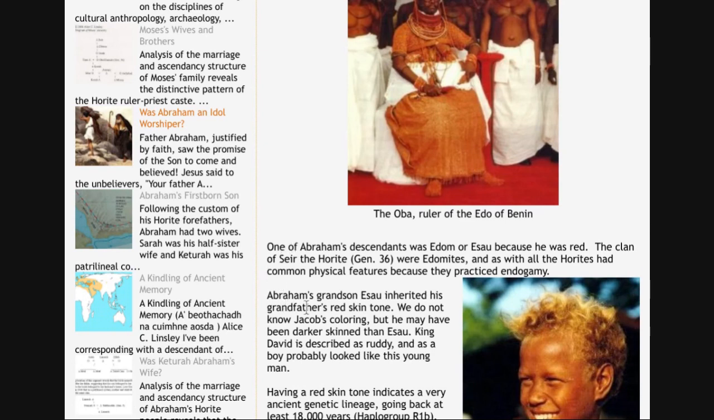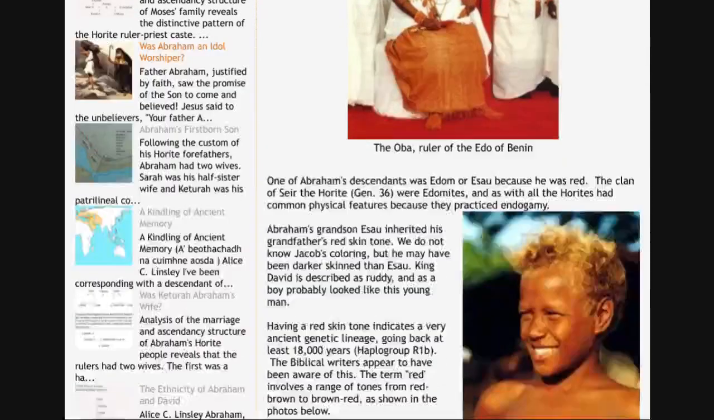Right here it says that King David is described as ruddy, and as a boy probably looked like this young man. See the red skin? Probably was red bone. They call them red bones. Anyway, it goes on to say that having red skin tone indicates a very ancient genetic lineage going back at least 18,000 years. Haplogroup R1b.